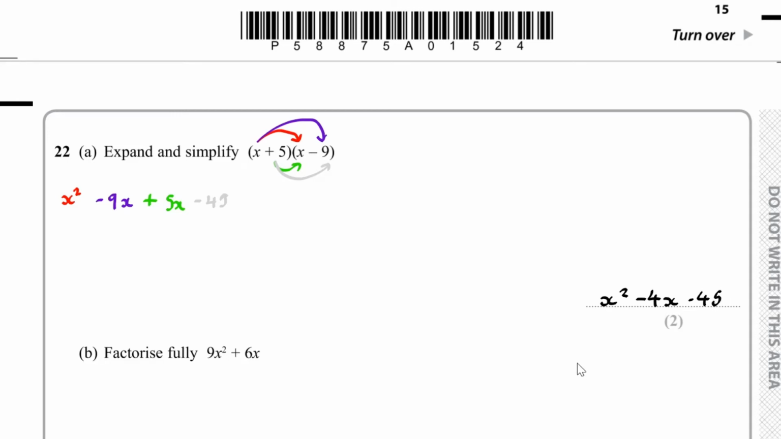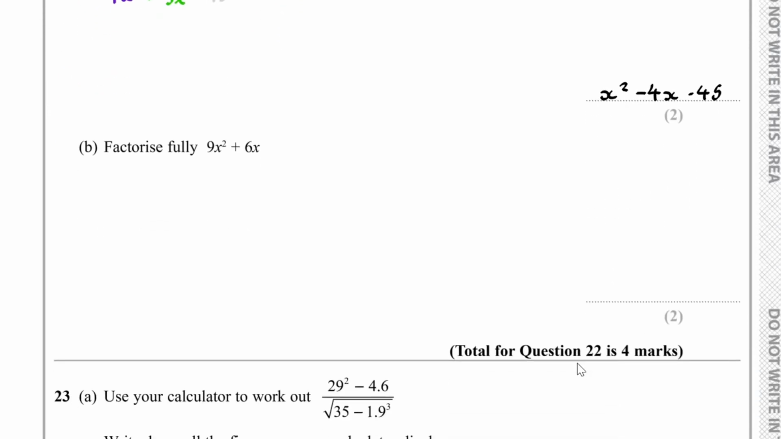For part B, we have to factorise fully 9x squared plus 6x. Well, in terms of numbers, a 3 is common to both. In terms of the x's, x is common to both, and you'll notice 3x times by 3x gives the 9x squared, and 3x times by 2 gives the 6x.